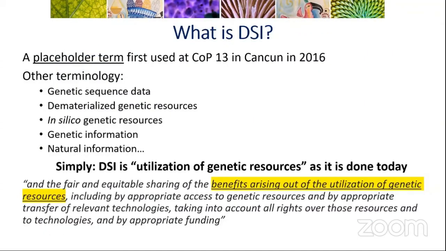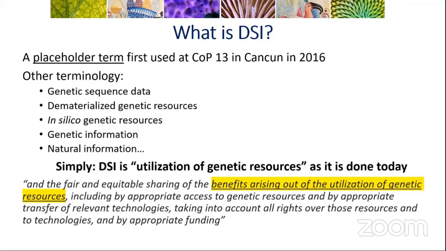Well, I'm just going to say that following on what Ching said, DSI, as it is currently being discussed, is only a placeholder term. It's not only being discussed in the CBD, it's also at the FAO and at the World Health Organization and in the Biodiversity Beyond National Jurisdiction, high seas discussion at the United Nations General Assembly. But very simply, without getting tied up in terminology, DSI is simply the utilization of genetic resources as it is done today.